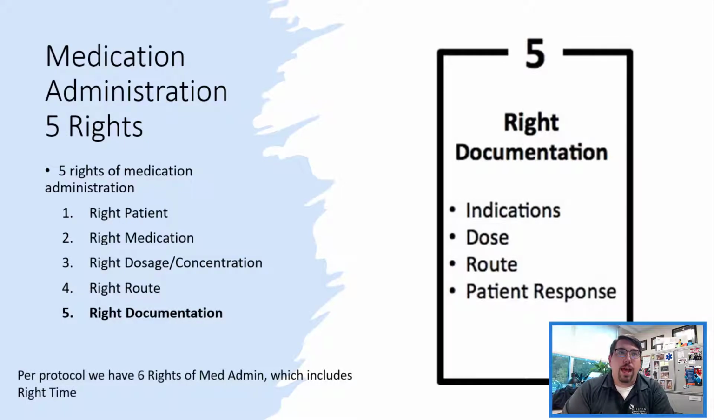The last right we have is the right documentation. It's important to know that this includes the indication of when we should be utilizing it, oftentimes associated with the proper protocol, our right dosing, our right route, and watching for our patient's response to make sure that we're seeing an adequate response. And per protocol, we actually have 6 rights of medication administration, which also include the right time. Right time is going to be based on the specific situation for dosing.